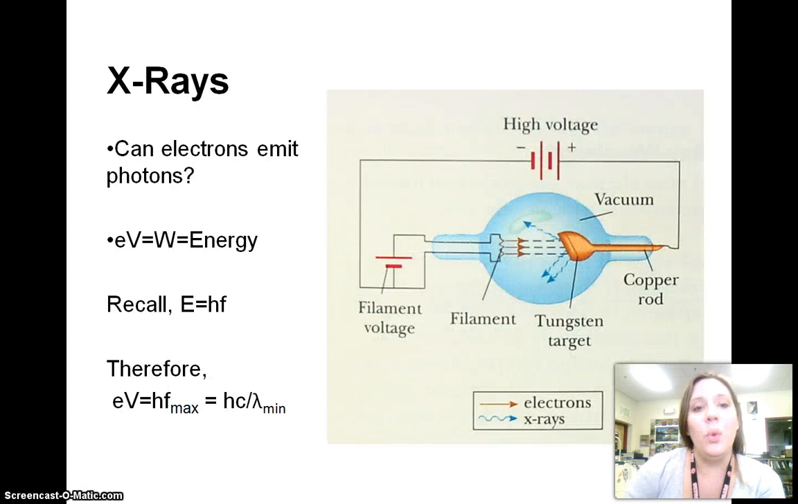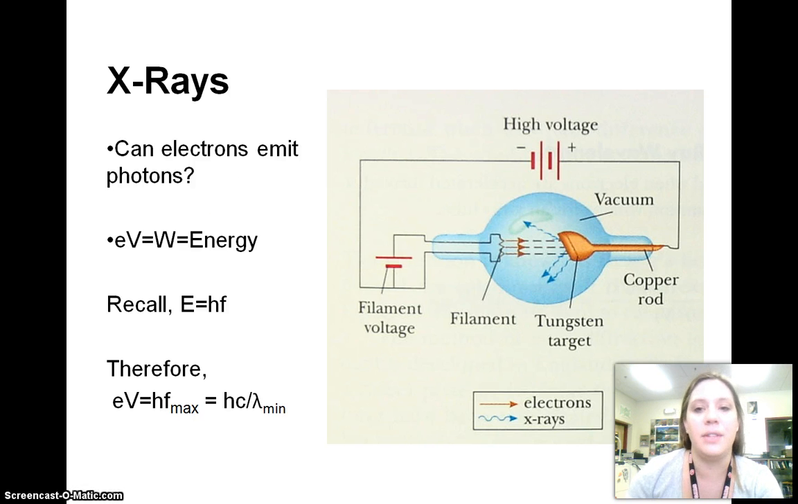Right, so we're going to talk about X-rays today and make some conclusions about light as both a wave and a particle. Okay, so we saw through the photoelectric effect that photons can hit a material and cause electrons to jump off. So electrons absorb the energy from a photon. So the question is, can an electron then emit a photon? And the answer is yes. That's what an X-ray is.